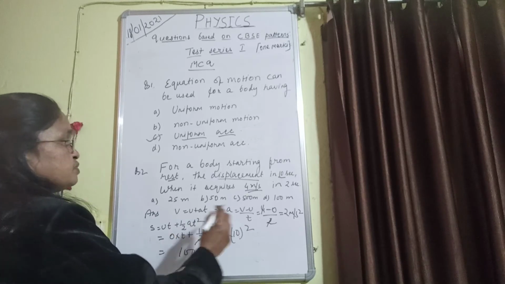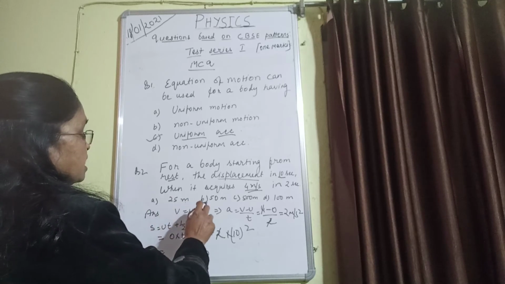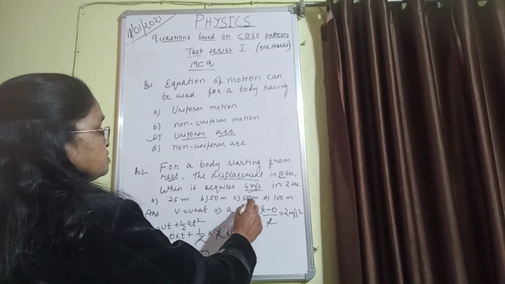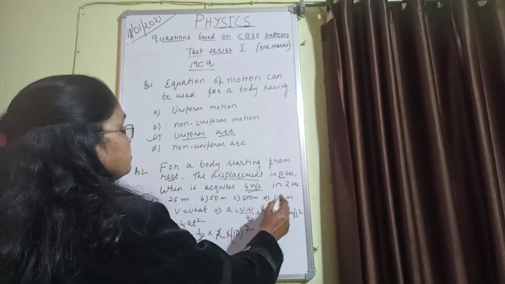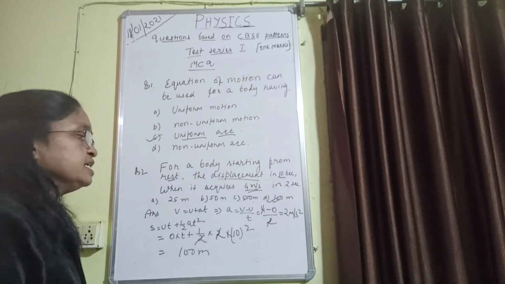So which option? The first option is 25 meter, the second option is 50 meter, the third option is 500 meter, and the fourth option is 100 meter. So 100 meter will be the correct answer.